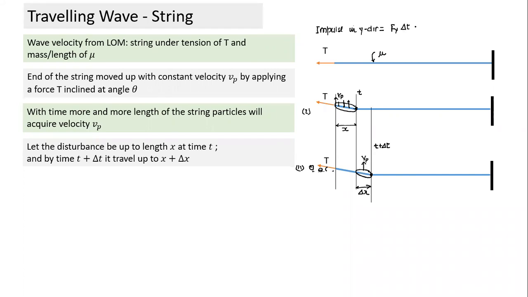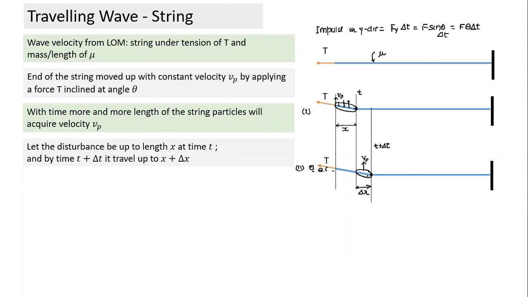And what is the force in the y direction? T sine theta, which is nothing but T into theta, for a small angle. This is all for a very small angle, and it is multiplied by delta t. This is the impulse we have applied in the y direction. Can anyone tell what the change in momentum is here?